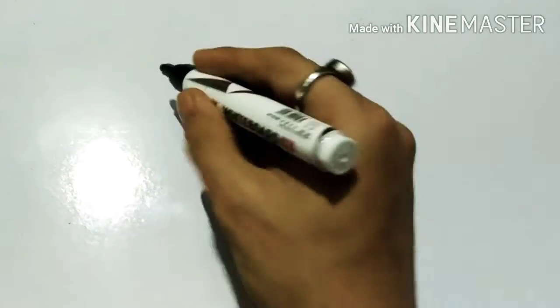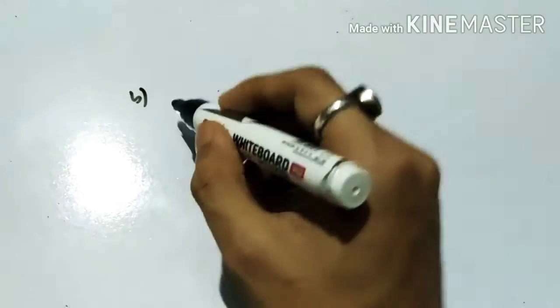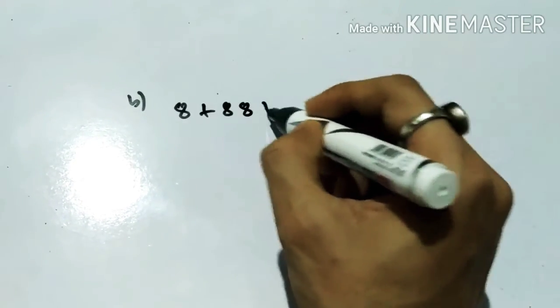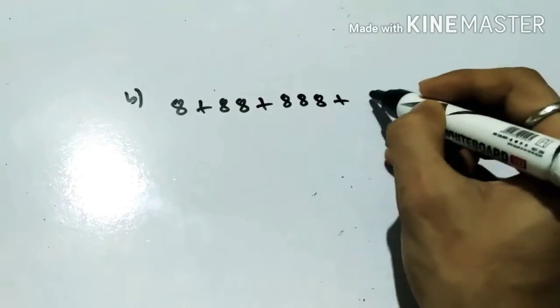Next one, you see. Next one again I am showing you. So next, number B, I am showing you on the board. So this is, you see, 8 plus 88 plus 888 plus dot dot dot.